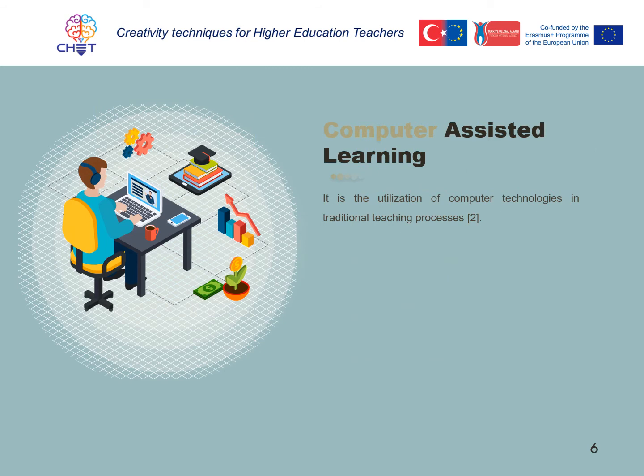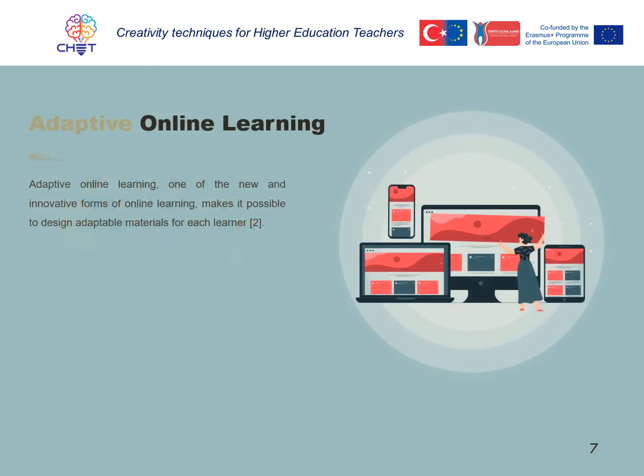Let's start with the computer-assisted learning. It is the utilization of computer technologies in traditional teaching process. Adaptive online learning is one of the new and innovative forms of online learning, and it makes it possible to design adaptable materials for each learner.